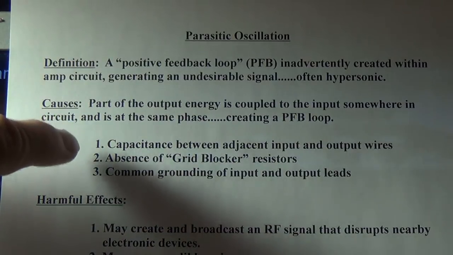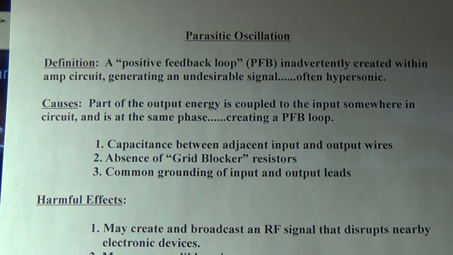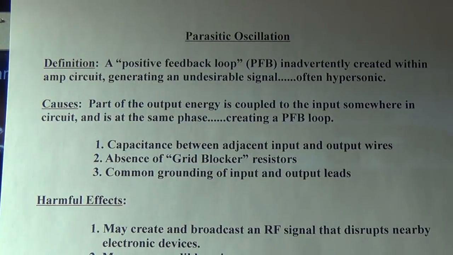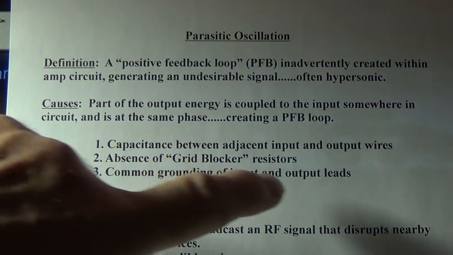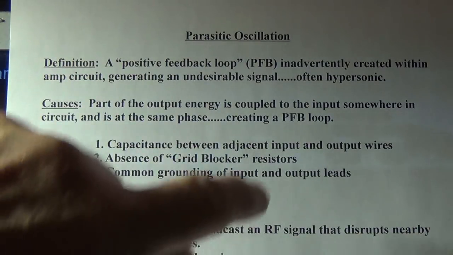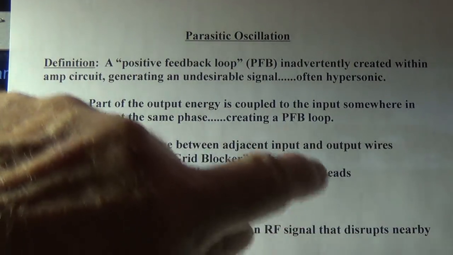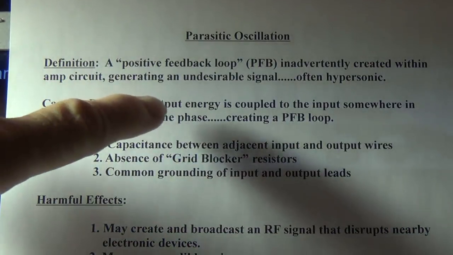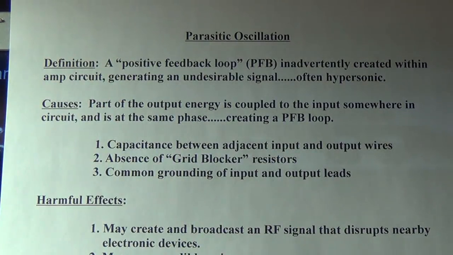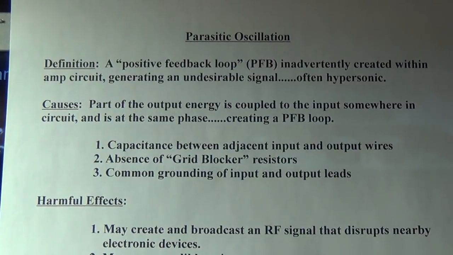The specific causes can be capacitance between adjacent input and output wires, absence of grid blocker resistors, and common grounding of input and output leads, where if you develop a ground loop within the grounding of the input and output leads, you can actually have a circuit be closed between the output and input, and you'll end up then with the cause of parasitic oscillation.